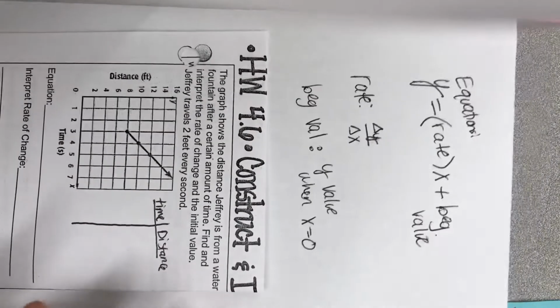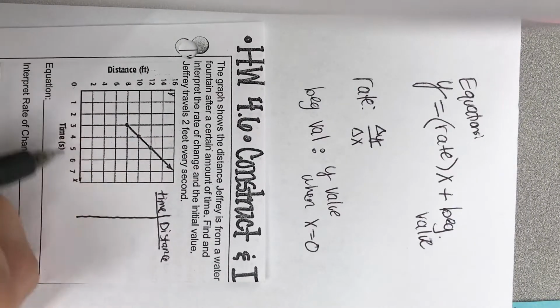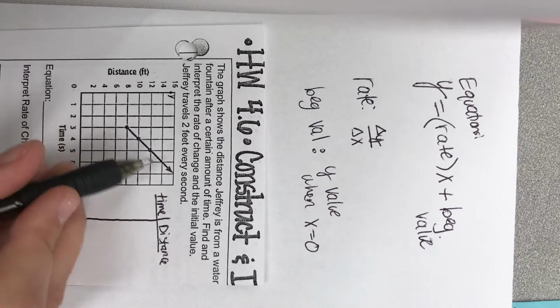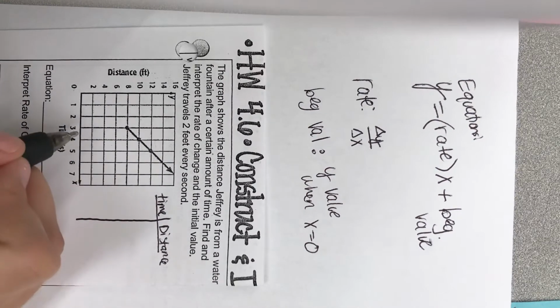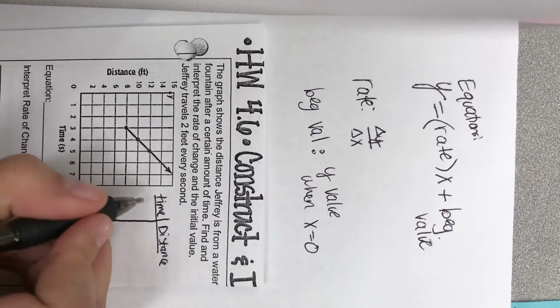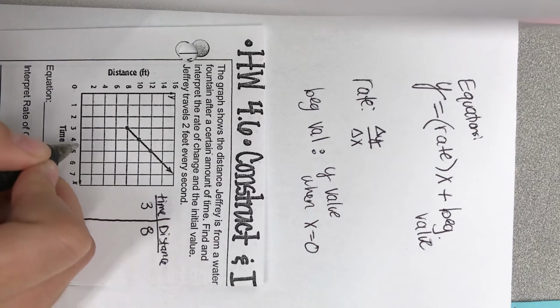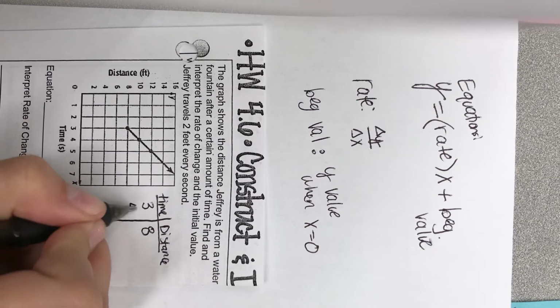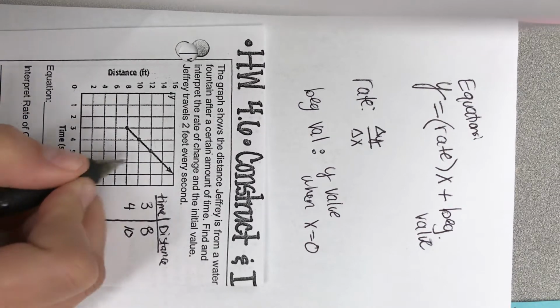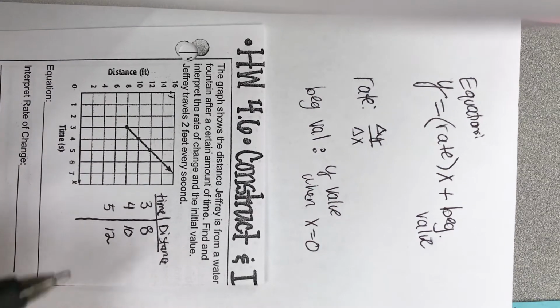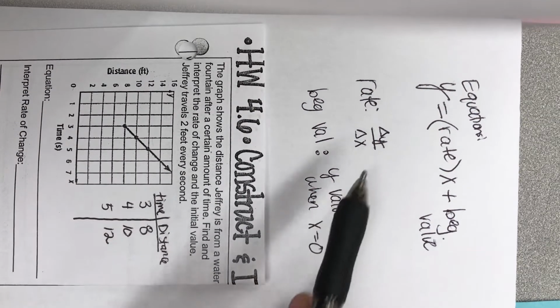I can look at the graph, and I can easily get 3 ordered pairs off of this graph. The ordered pair 3 for time and 8 for distance. The ordered pair 4, 10. And the ordered pair 5, 12. Once you have your table, it's easy for you to find your rate.